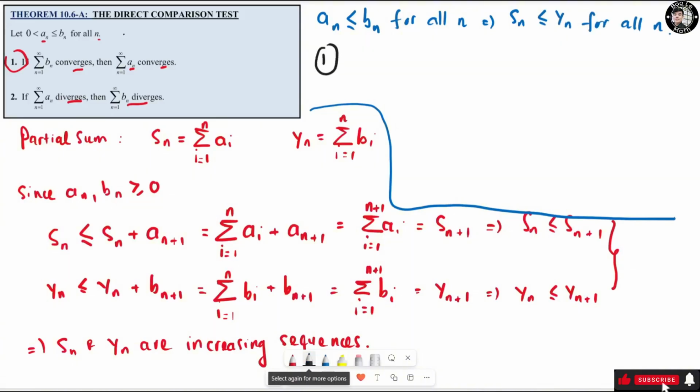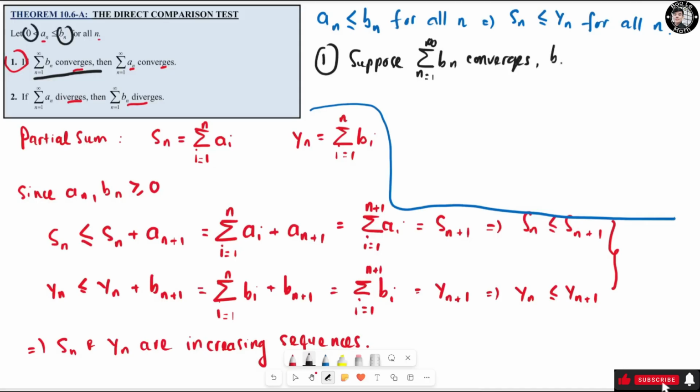Now number 1, suppose the series b sub n when n goes from 1 to infinity converges. And we know that b sub n is always positive. So we have y sub n, the partial sum of bi when i goes from 1 to n, always less than or equal to the series bi when i goes from 1 to infinity.